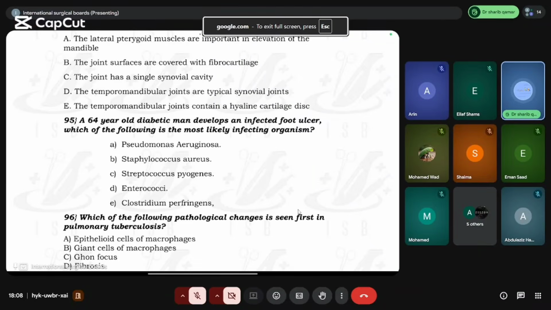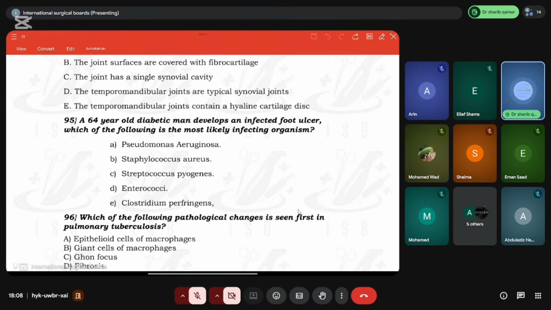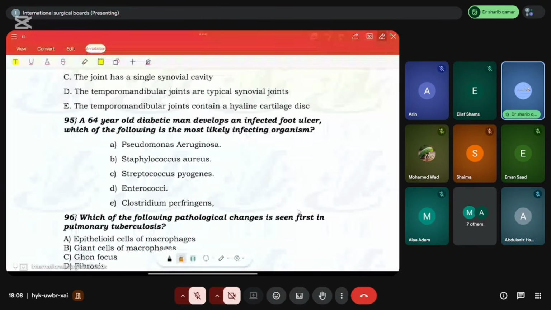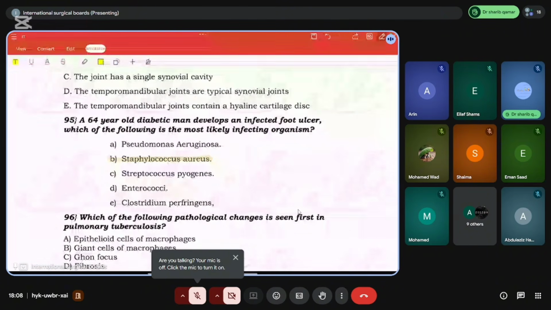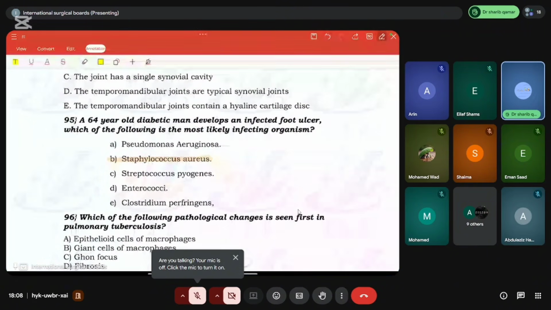The first question: the 64-year-old diabetic man developed an infected foot ulcer. Which of the following is the most likely cause of the infection for the diabetic foot? It is B. Yes, Staphylococcus aureus is the commonest organism recovered from an infected diabetic foot. If they ask you what the first line antibiotic therapy is in this case, that's flucloxacillin. Yeah, excellent.